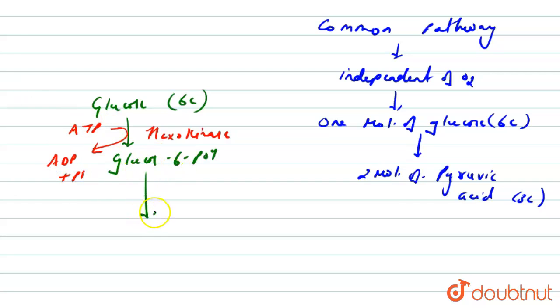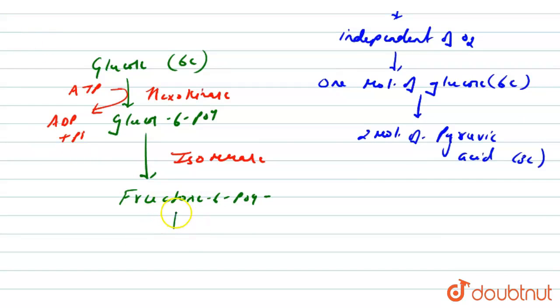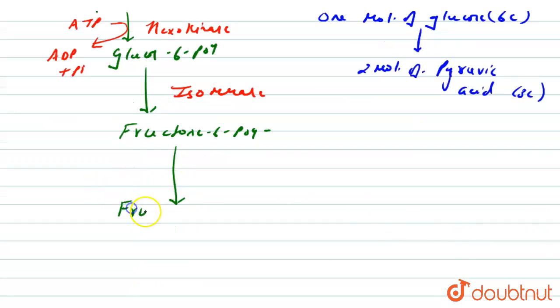So in the next step, this glucose 6-phosphate gets converted into its isomer, that is fructose 6-phosphate, right? So during this conversion, the enzyme which is required is isomerase. Then this fructose 6-phosphate has an addition of a phosphate group at the first and sixth carbon. So it will convert into fructose 1,6-bisphosphate, right? It is again a 6-carbon compound, and during this conversion, the enzyme which is required is kinase, right?